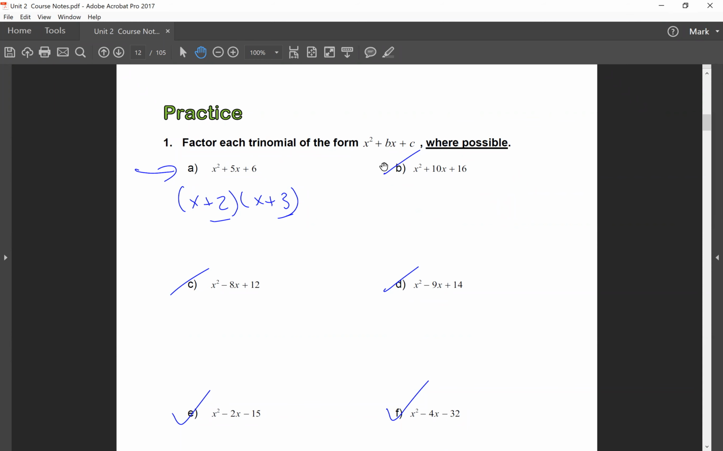All right, so give these a try. Let me know in the chat if you have any answers. You can try B, C, D, E, and F, and I'll be back with the answers in a few minutes. Good luck, everybody.